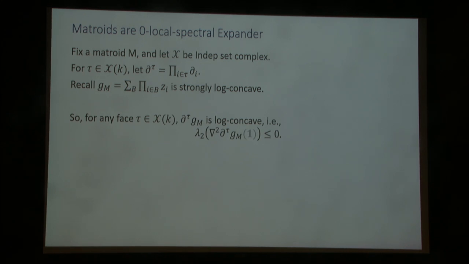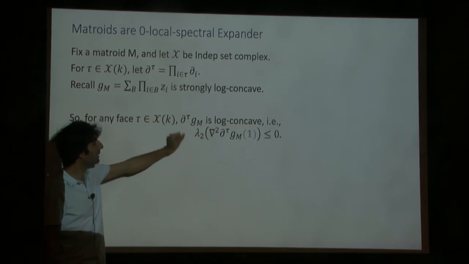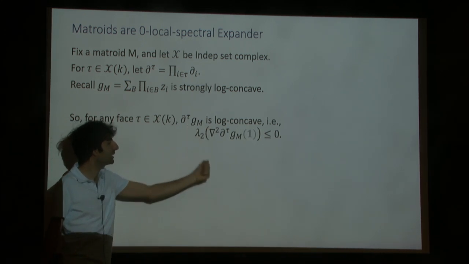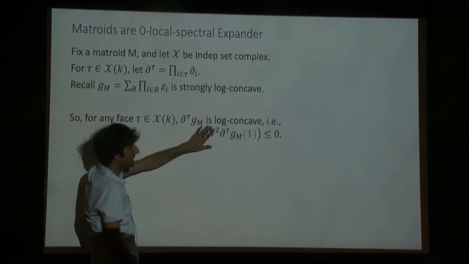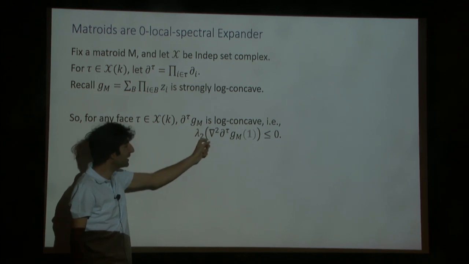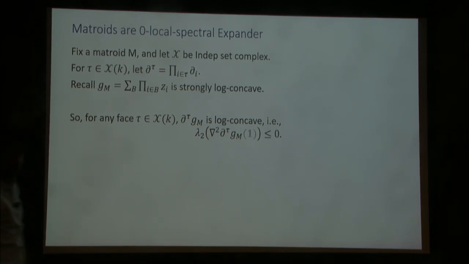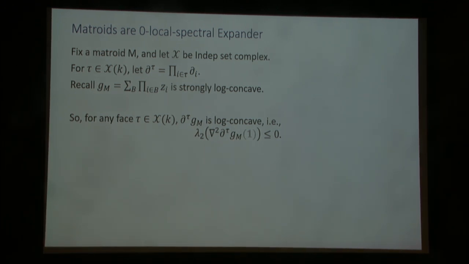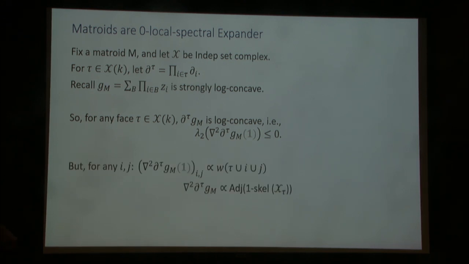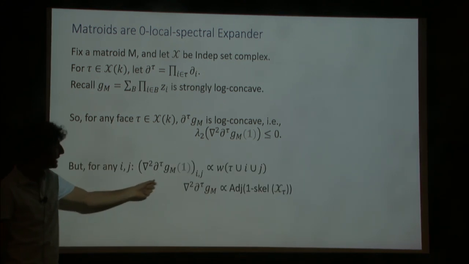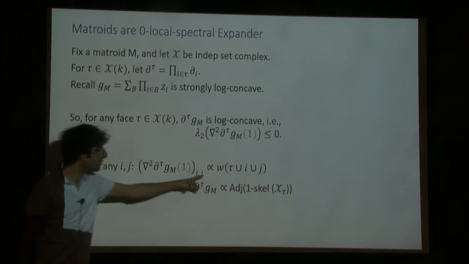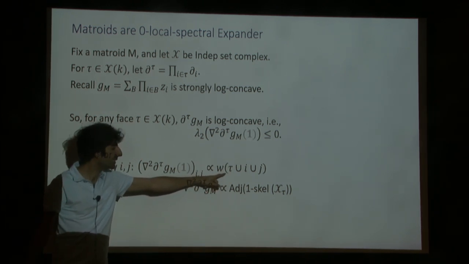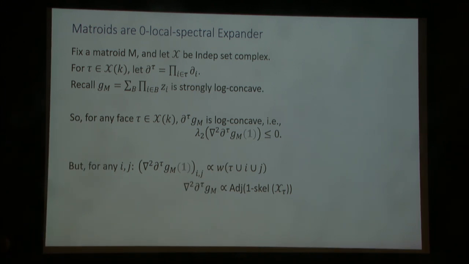So here is what I do. I look at this tau, I do the operation, and I know that this is log-concave. So the Hessian has at most 1 positive eigenvalue, so the second eigenvalue of the Hessian is non-positive. Now, the nice fact is that the ij entry of the Hessian is exactly the number of bases that contain tau, I, and j.